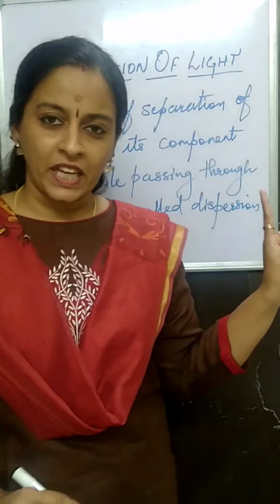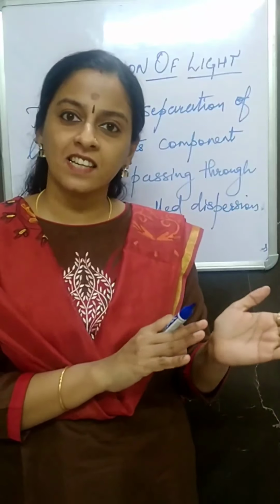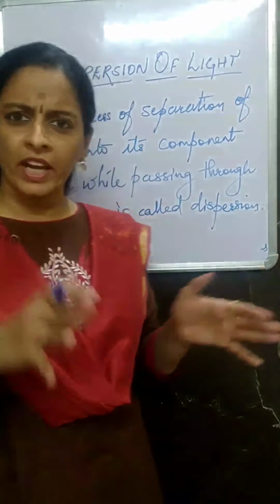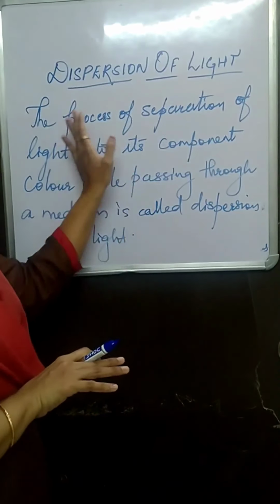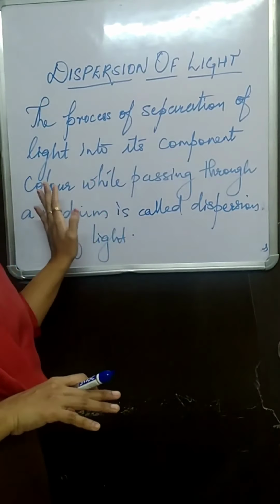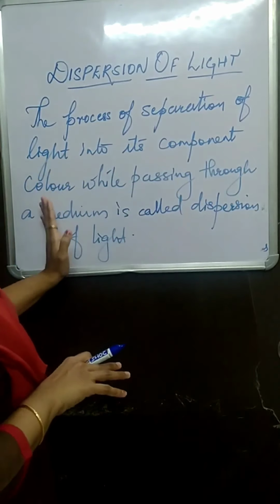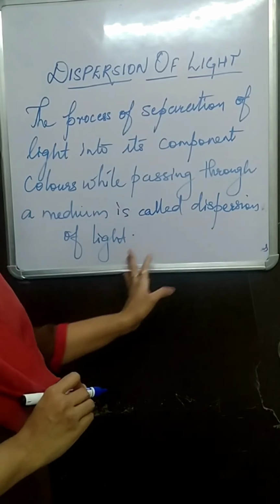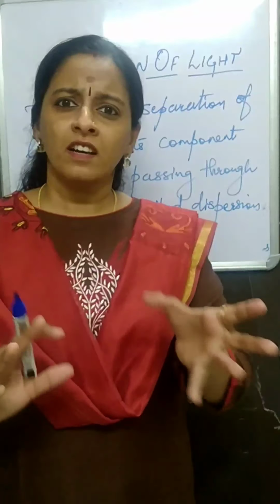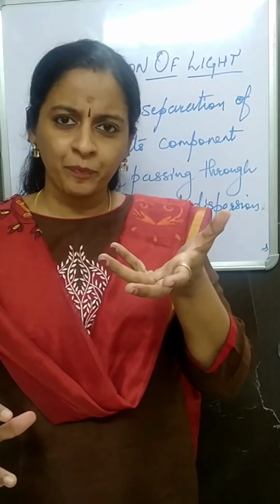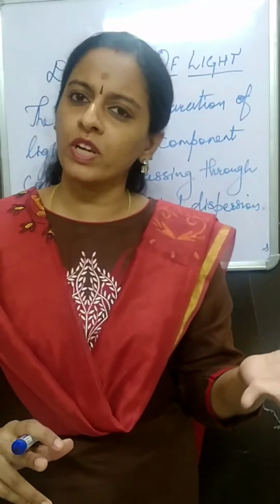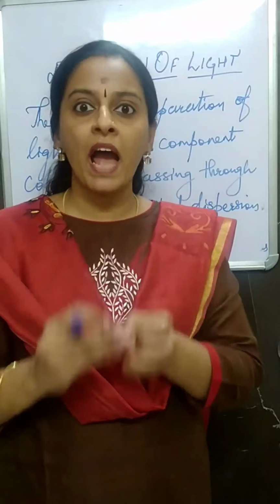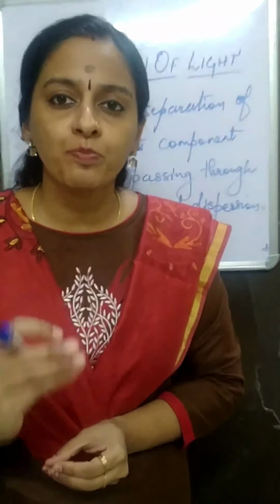So this phenomenon wherein light gets separated, or you can use the term split. I am going as per the textbook definition. The process of separation of light into its component colors, plural, while passing through a medium is called dispersion of light. If you hold a CD in front of the light, there also you can see dispersion of light, the band of colors, and this band of colors is called spectra.